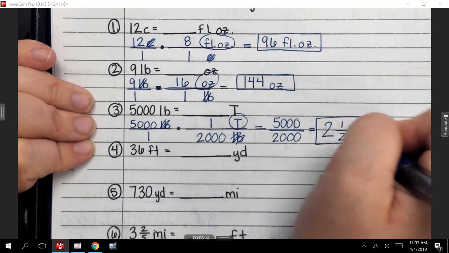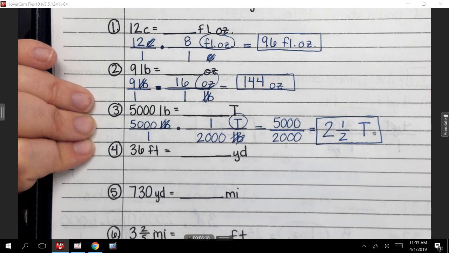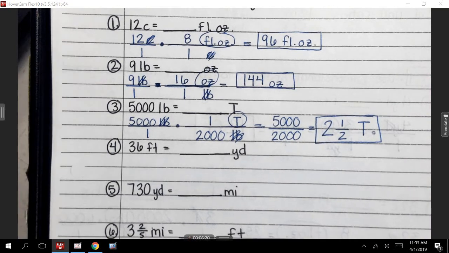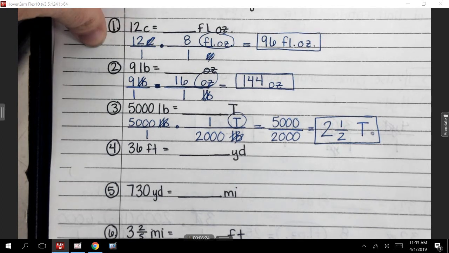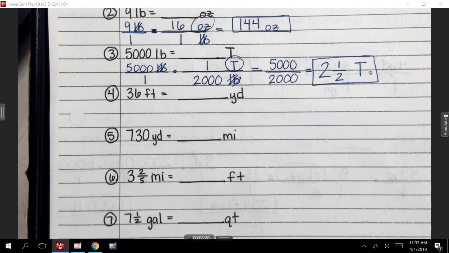And what are we talking about here? Tons. All right, do y'all see how I put my 2 big with the half next to it and T just out to the side? Yes, Owen? All right. Number 4. We're rocking and rolling, guys. Y'all are doing awesome.